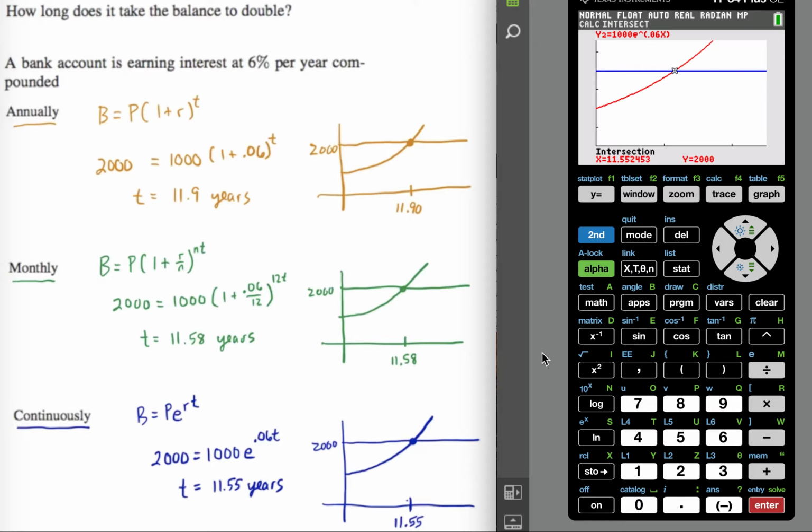So this is how we use the calculator to solve the equation and find the doubling time.